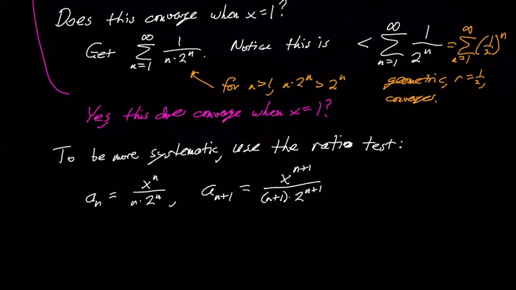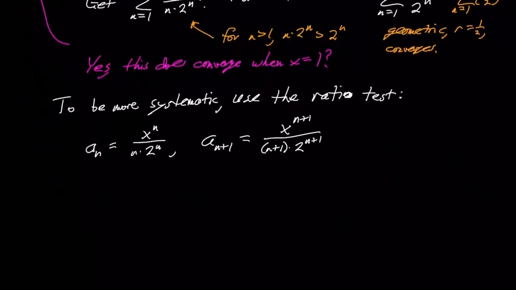And then the ratio test says to compute the ratio of consecutive terms. So compute the limit as n goes to infinity of the absolute value of a sub n plus 1 over a sub n. This actually tests for absolute convergence, which is nice. And if we start to plug these things in, this is on the top.